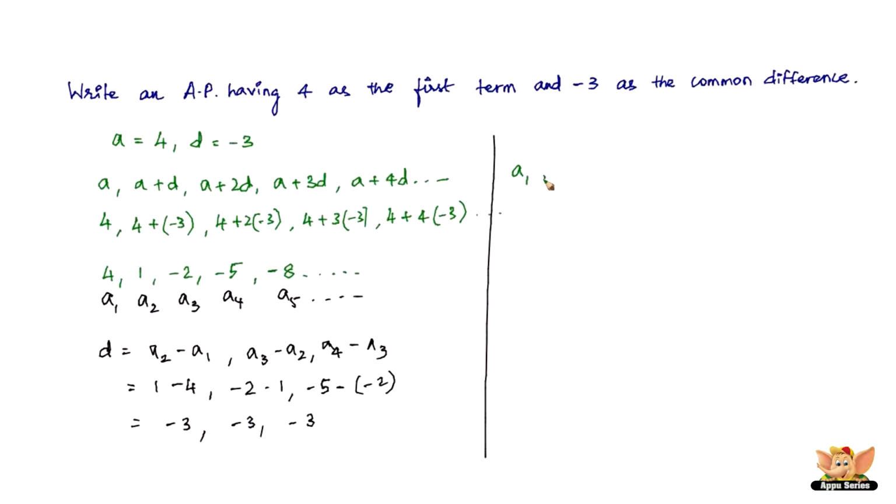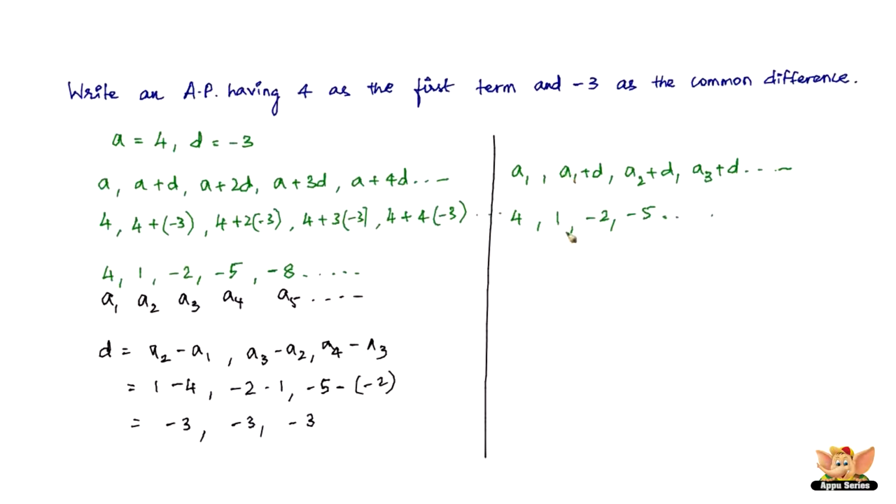Say the first term is A1, the second term will be A1 plus D. You just have to add the difference to the preceding number, that's all. The third term will be A2 plus D, the fourth term will be A3 plus D, and so on. So let us try this. A1 is 4, so the second term is A1 plus D, 4 plus negative 3, which is again 1. The third term is the second term plus D, so 1 plus negative 3, which is negative 2. And the fourth term is A3 plus D. A3 is negative 2, so negative 2 plus negative 3, which is negative 5, and so on.